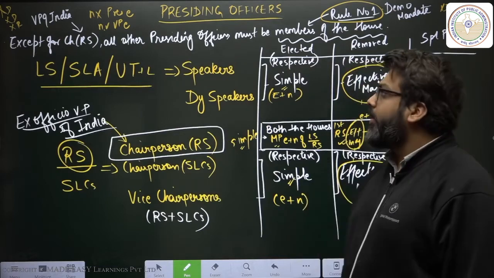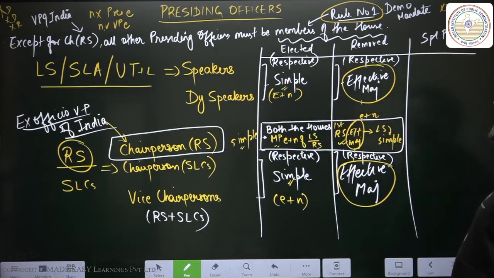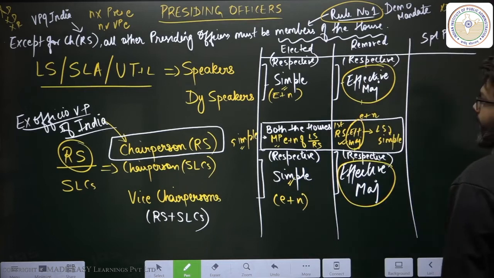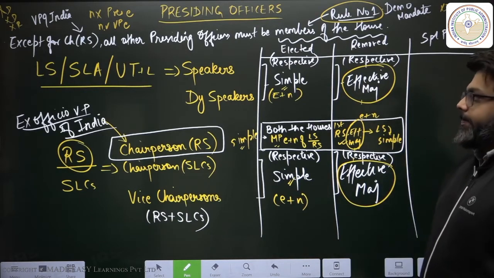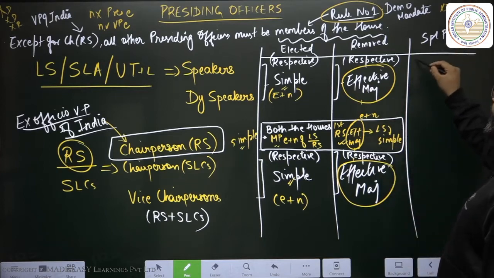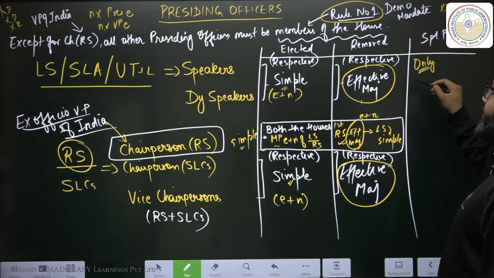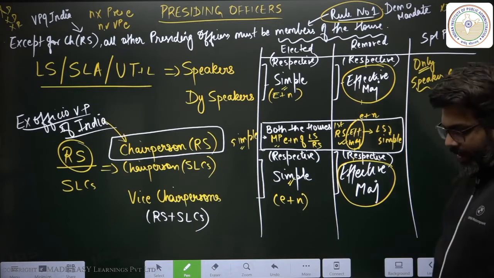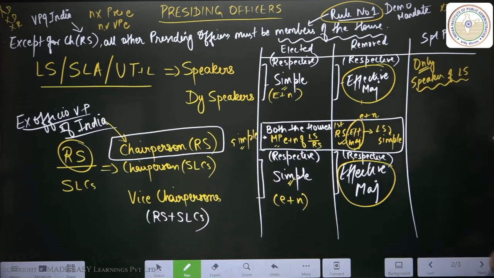Clear? Okay. All right. So this is election, this is removal, and we've sorted this out. Pakka? Okay. Now, very specifically, the only special power lies with the Speaker of the Lok Sabha. The Speaker of the Lok Sabha gets to certify a bill as a money bill.